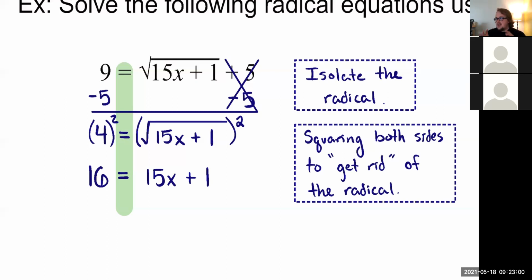Well, we didn't touch it yet because, like I said, we couldn't mess with the 15x plus 1 until we got the radical out of the way. So we're just rewriting that. Sort of, yes.